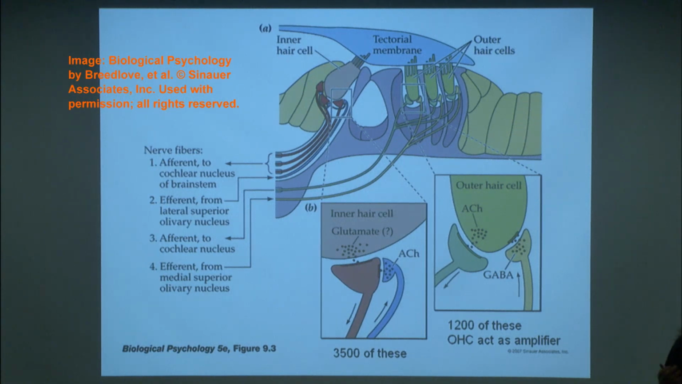Afferent fibers, and this is important for you to understand, are the fibers that are bringing information from the hair cells into the brain, into the cochlear nucleus of the brainstem through the auditory nerve. Efferent fibers are those fibers coming out from the brain, out to influence either the inner or the outer hair cells. And both the inner and outer hair cells have both afferent and efferent fibers. That's all I'm going to ask you to learn. You don't have to learn which neurotransmitters go in there. You do have to learn that there are many more inner hair cells than outer hair cells, okay?